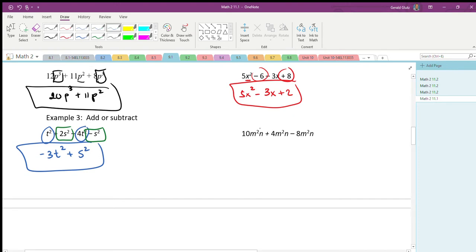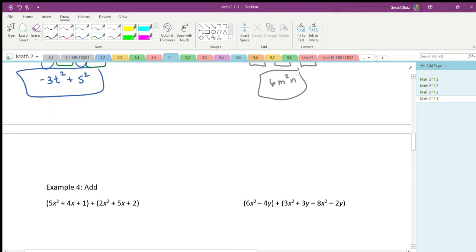Then it gets a little trickier, so we got m squared n, m squared n, m squared n. So these are all like terms because they have the same variables. The m is squared, the n has no exponent. So since they're the same variables, they're all like terms. So 10 plus 4 is 14, minus 8 is 6, so 6m squared n. So moving on to the next page.